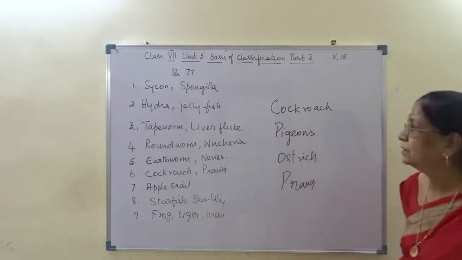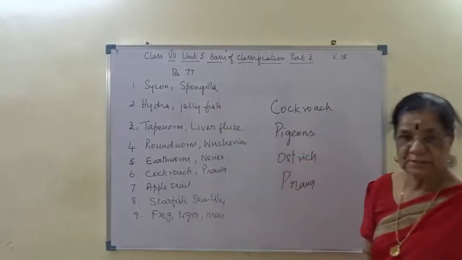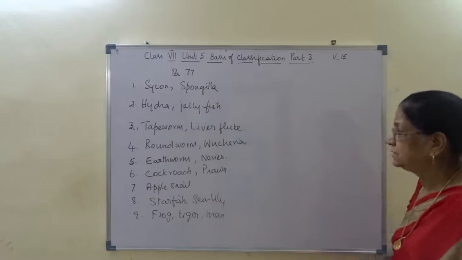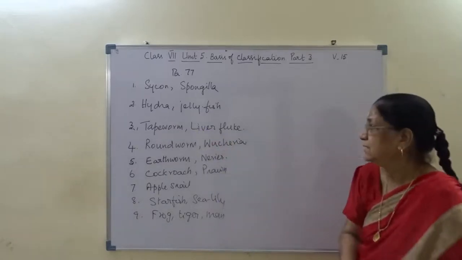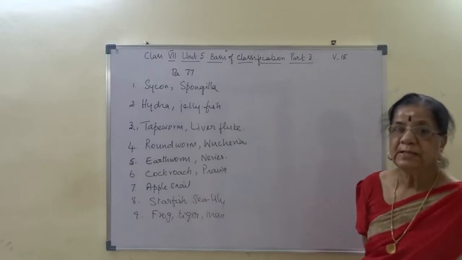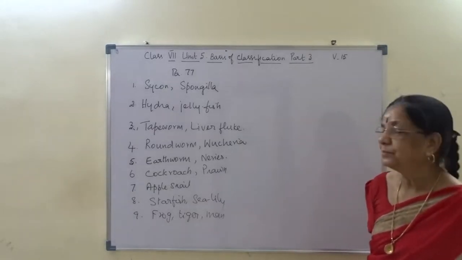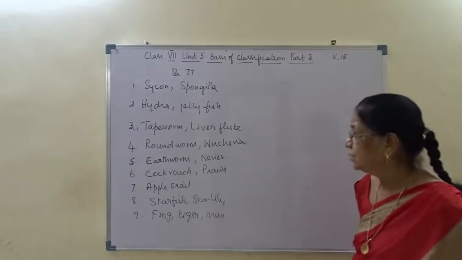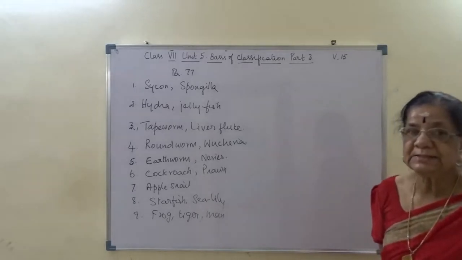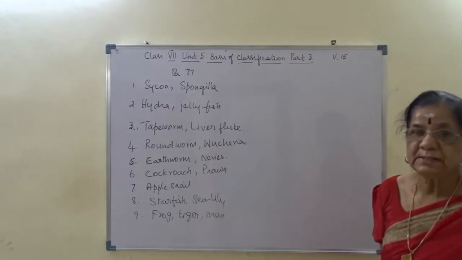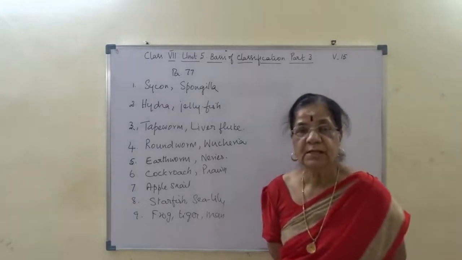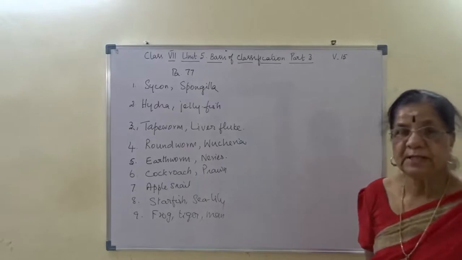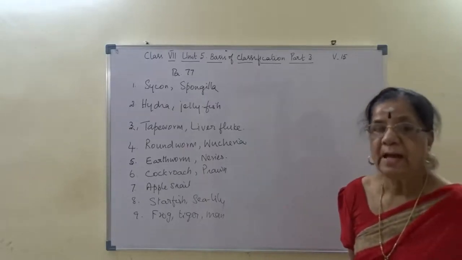First phylum Porifera: Sycon and Spongilla. Phylum Cnidaria: Hydra and jellyfish. Phylum Platyhelminthes: tapeworm and liver fluke. Phylum Nematoda or Aschelminthes: roundworm and Wuchereria. Then fifth one, phylum Annelida: earthworm and Nereis. Phylum Arthropoda: cockroach and prawn. And seventh, phylum Mollusca: apple snail.